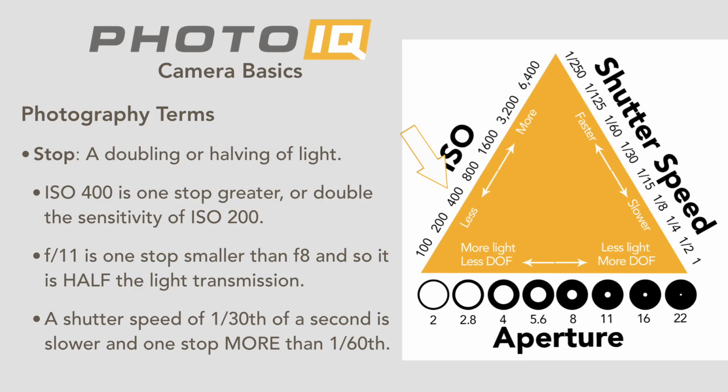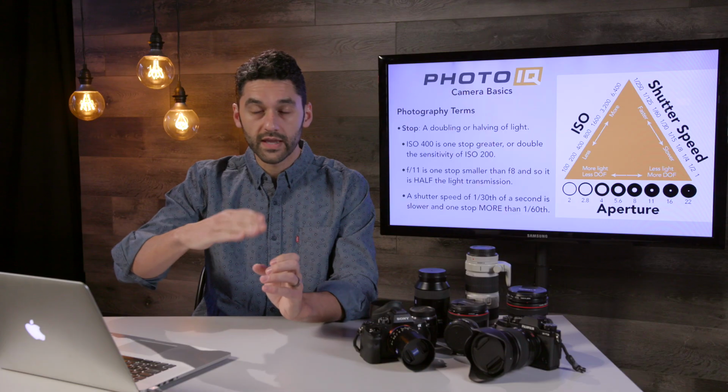ISO 400 is one stop greater, or double the sensitivity, of ISO 200. Think of that as walking 4 miles an hour versus 2 miles an hour. You're doubling your speed and the amount of ground that you're covering. F11 is one stop smaller than F8, and so it is half the light transmission. The numbers in the f-stop, they don't double.